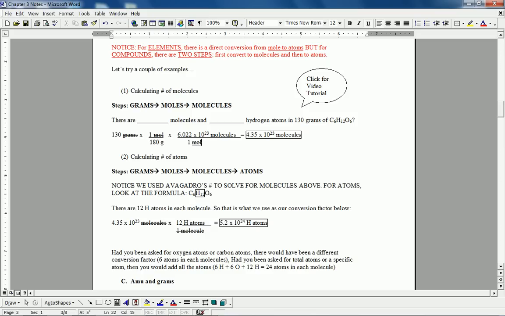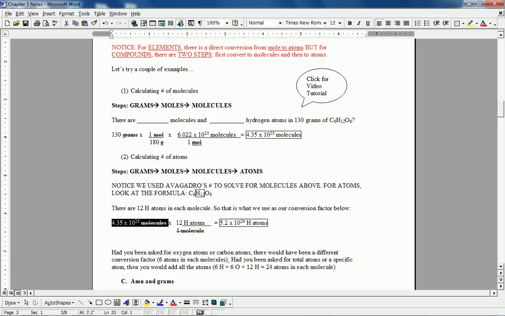Now the second part of the question has us take this one step further, which is from grams to moles to molecules, which we've already done. And then, of course, the last step, which is to help us solve for the number of atoms. And we're looking specifically for the number of hydrogen atoms. So how do we do that? We'll take this number of molecules as our given. We'll start off with 4.35 times 10 to the 23rd molecules of glucose.